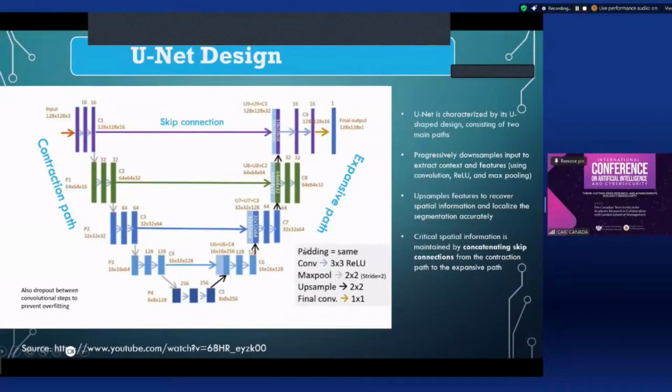Another operation that can be added is padding, same, which means keep the image size the same within the block. Here there are two convolutional operations, so you are saying the image size within this block should remain the same. And then there is dropout. It helps prevent something known as overfitting in deep learning, where the neural network learns the training data but does not perform well on the test data.